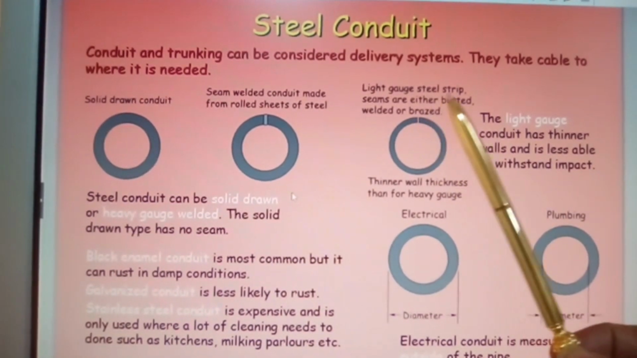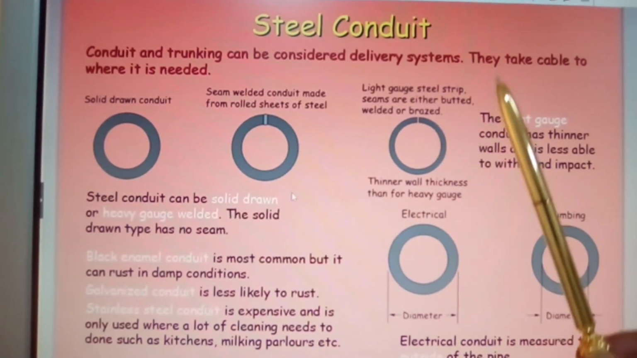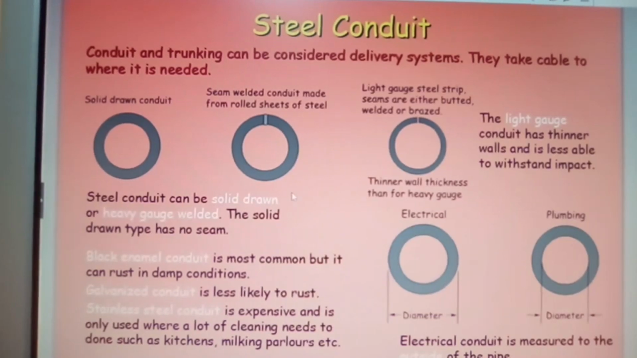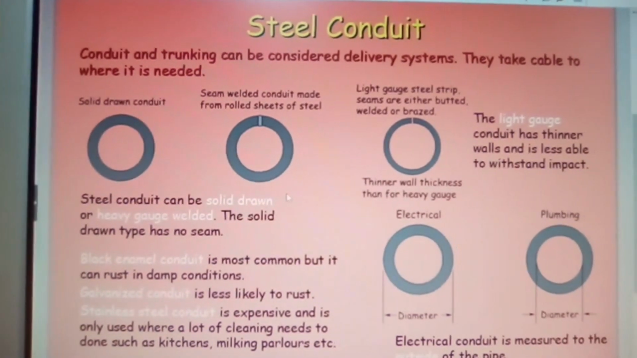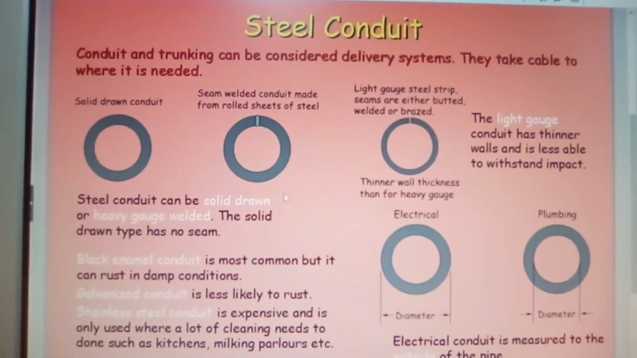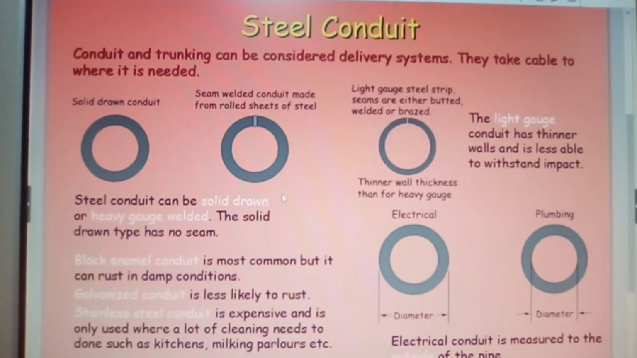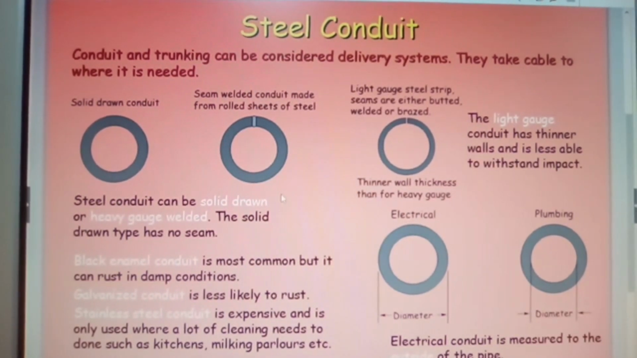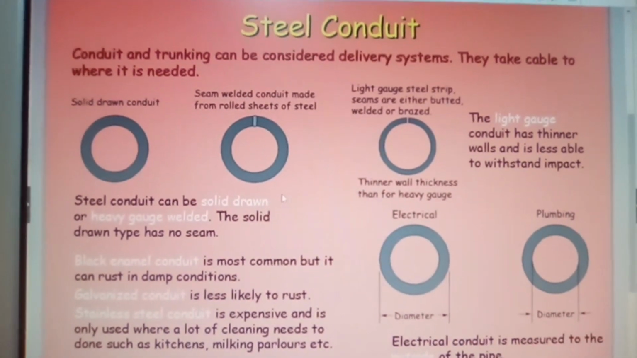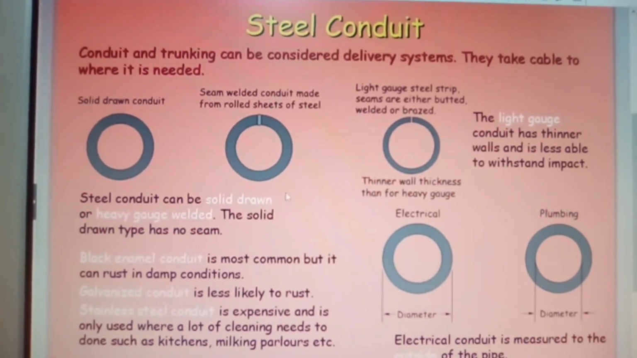Light gauge conduit is only used where you don't need heavy mechanical protection of your cables. But normally, where normal mechanical protection is required, you'll need heavy gauge conduit.